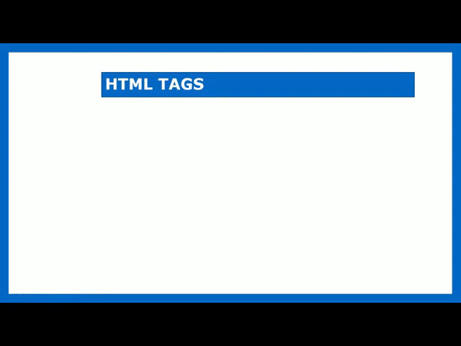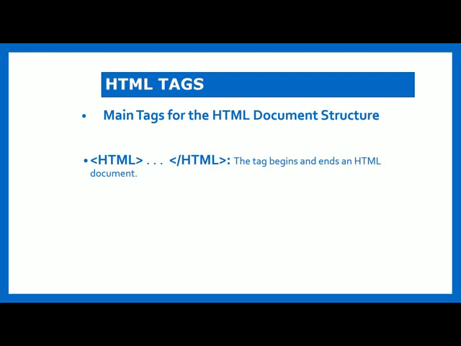Next we have the HTML tags, the main tags for the HTML document structure, which we have already seen in the previous slide also. The first one is the HTML tag. The HTML tag is the root of the HTML document and is a container for all other HTML elements. We can see here this is a beginning tag and the ending will be done with the same name, prefixed with the slash symbol.